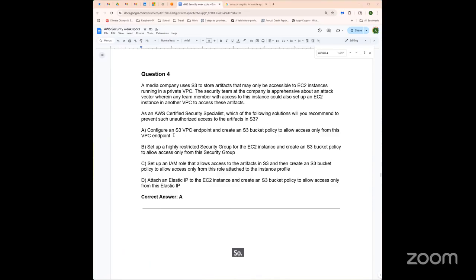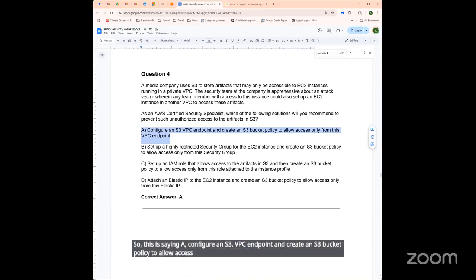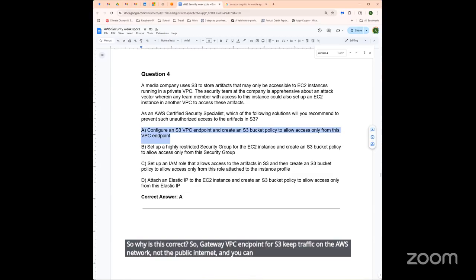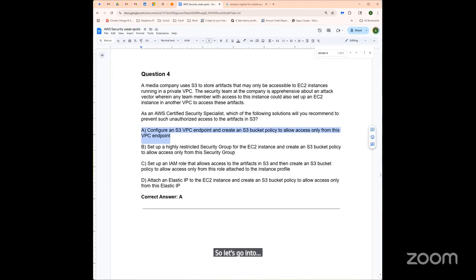So this is saying A, configure an S3 VPC endpoint and create an S3 bucket policy to allow access only from this VPC endpoint. So why is this correct? Gateway VPC endpoints for S3 keep traffic on the AWS network, not the public internet. And you can use a bucket policy with a condition like aws:sourceVpce to ensure requests come exclusively from this VPC endpoint. So it blocks other IPs or roles, including malicious instances in other VPCs. So let's go into the support.